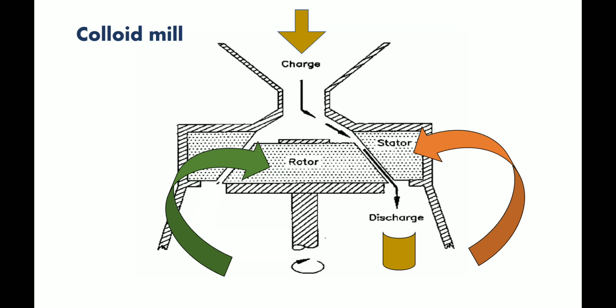In this slide, we can see a picture of a colloid mill where shear force is used to reduce particle size. The orange marked portion is called the stator, which is stationary, and the green marked portion is called the rotor, that keeps rotating. Through the yellowish mark, the particles are put, and between the gap of the rotor and the stator, the particles are disintegrated into smaller pieces.